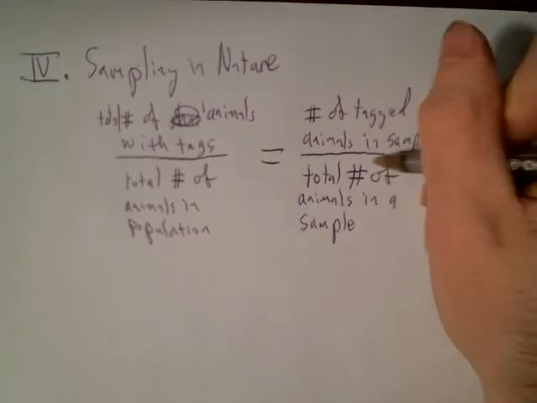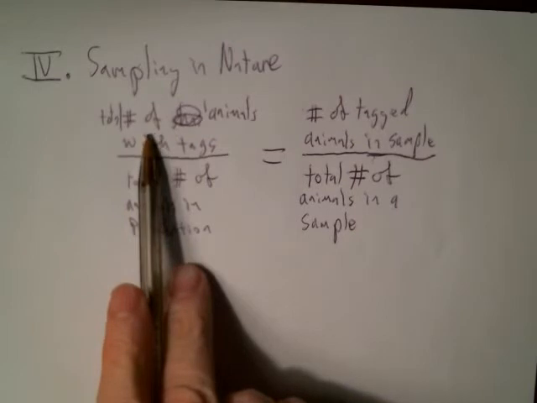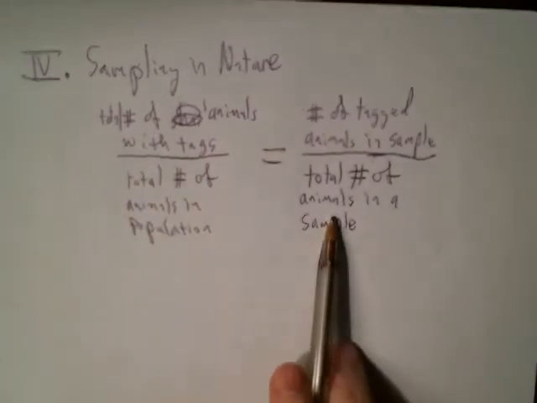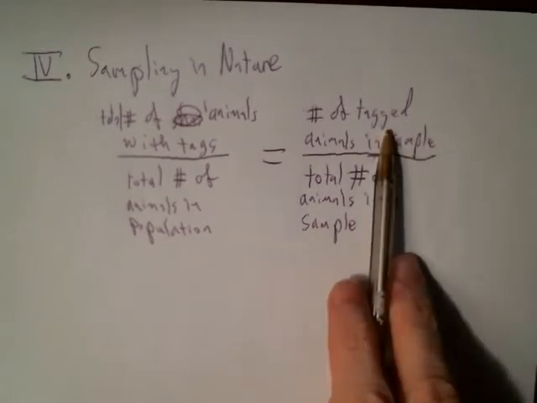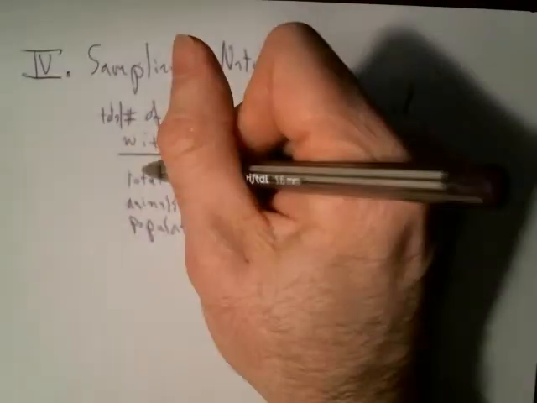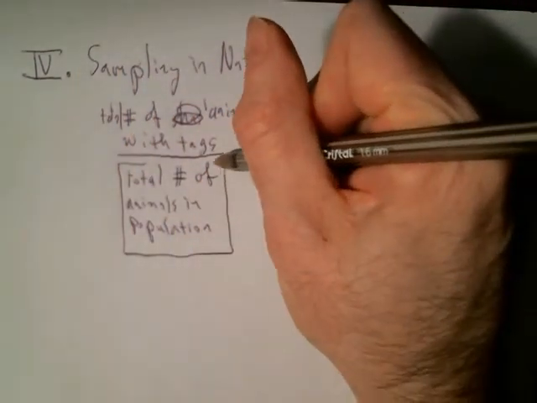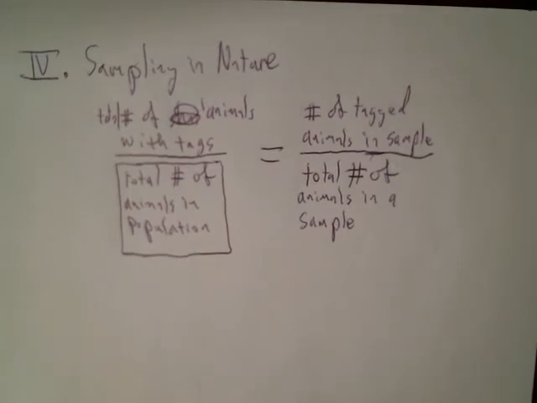Okay, so the good thing about this is you will know how many you originally tagged, and then when you put out your net and capture these animals, you'll know how many animals are in the net, and then you'll be able to count the number of tagged animals in the net. And the only unknown part is kind of what you want to know, the total number of animals in the population. Okay? And it's from that you can figure out how many animals are in the population.